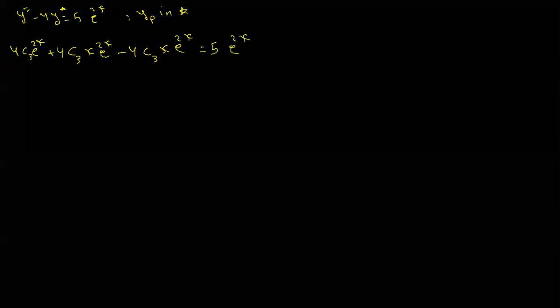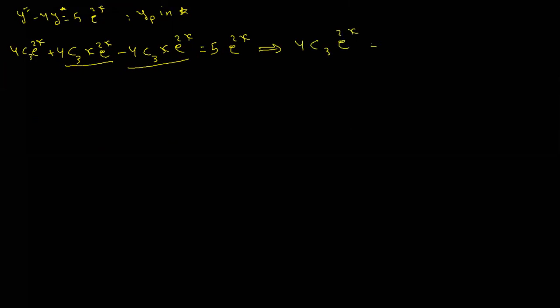Now notice that this term is similar to this. You will cancel them out. So you have now 4C3 e to the 2x equals 5e to the 2x. Can anyone help how to find the C3?